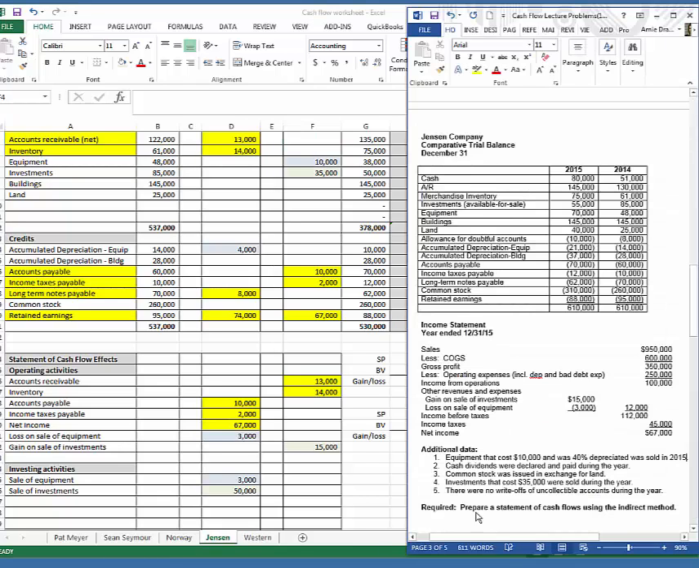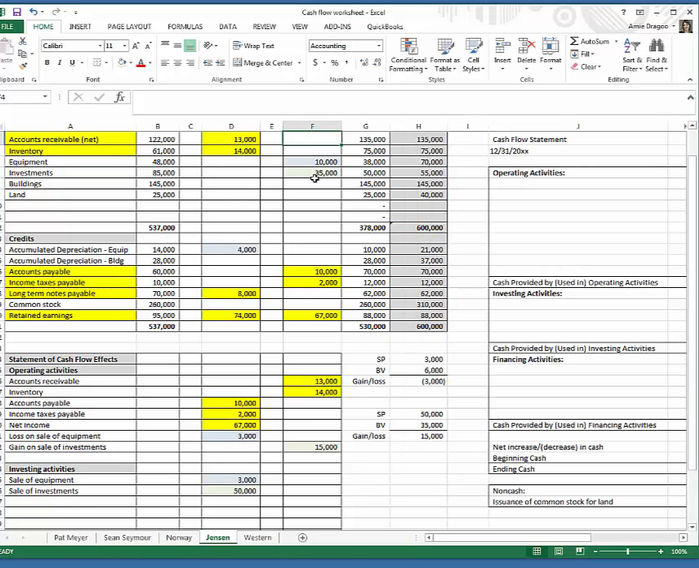Let's see if it mentions anything about purchases. Okay, so nothing is mentioned except for land about purchases. So we'll just have to assume that these were cash purchases to make us balance. So looking at equipment, we can see that we must have had a purchase because when we entered the 10, we weren't in balance. And so we can plug a $32,000 difference here to make this balance. In other words, 48 plus 32 minus 10 will give me the 70 that I'm looking for.